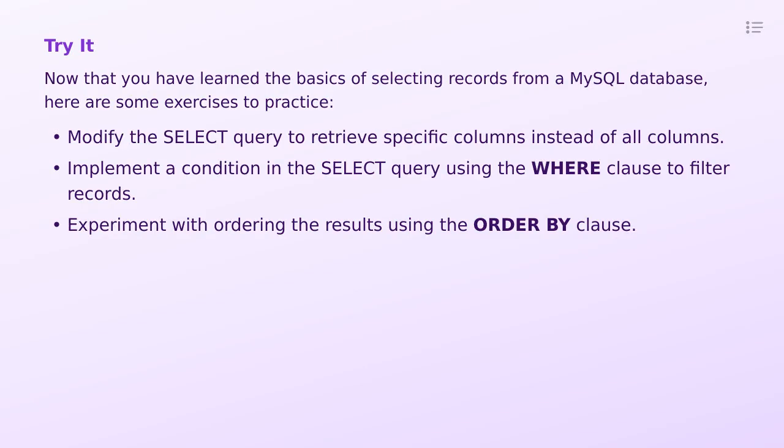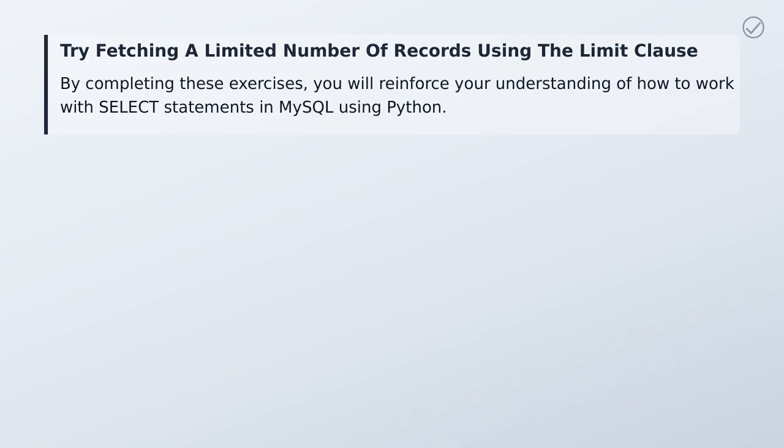Go ahead and work through this exercise. Now that you have learned the basics of selecting records from a MySQL database, here are some exercises to practice. First, modify the select query to retrieve specific columns instead of all columns. Also, implement a condition in the select query using the WHERE clause to filter records. Finally, experiment with ordering the results using the ORDER BY clause. Alright, your turn. Give this a try. By completing these exercises, you will reinforce your understanding of how to work with select statements in MySQL using Python.